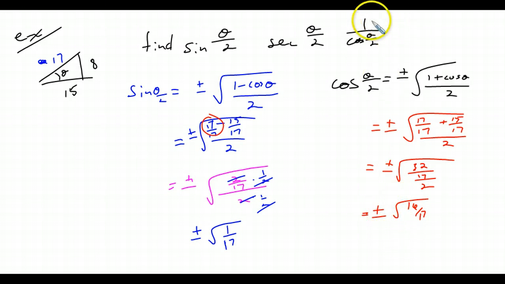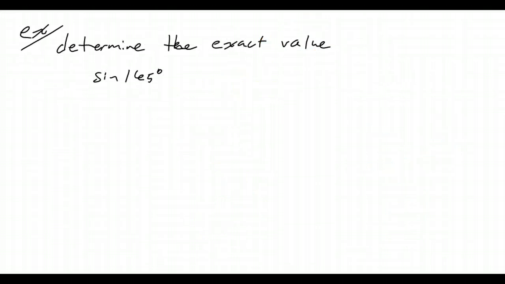And then for secant, make sure you flip this. Make sure you say plus or minus 1 over square root 16 divided by 17. Cool? Awesome. Perfect. Sorry this video is going so long. I'm trying to talk fast for you guys.